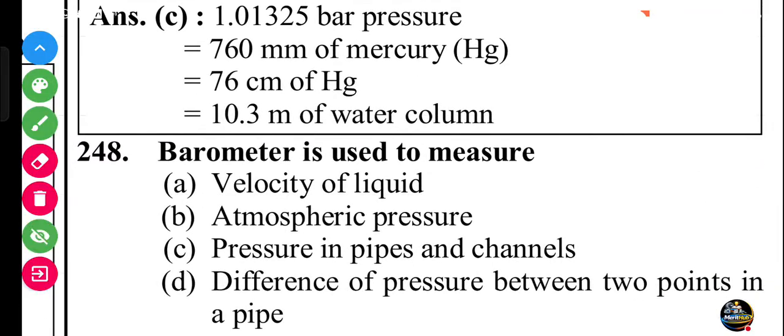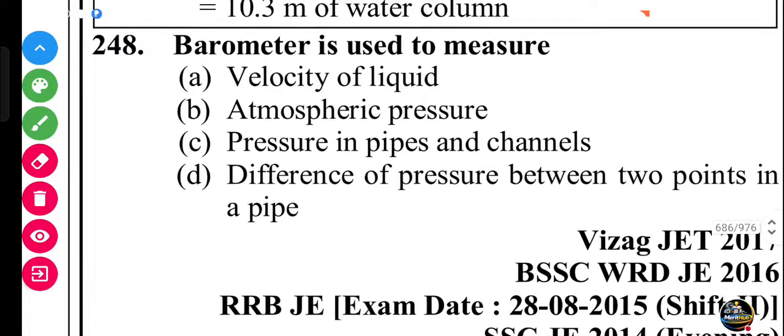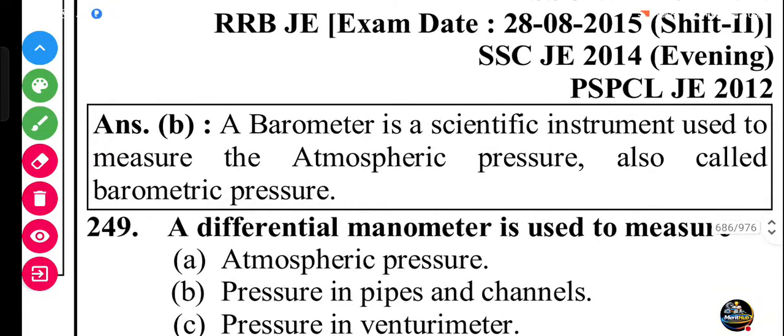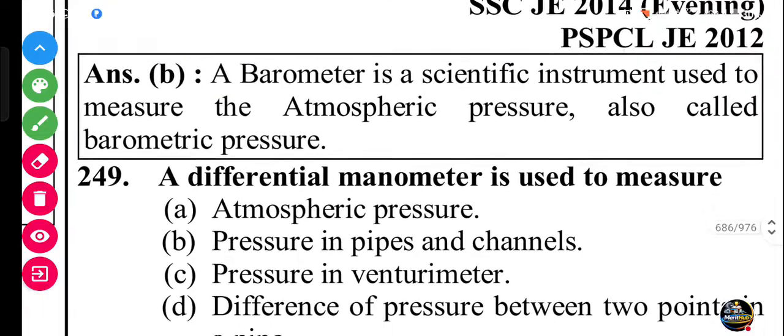Next question 242. A barometer is used to measure velocity of the liquid, atmospheric pressure, pressure in the pipe and the channel, or different pressure between two points of a pipe. A barometer is used to measure the atmospheric pressure. A barometer is a scientific instrument used to measure the atmospheric pressure, also called the barometric pressure.